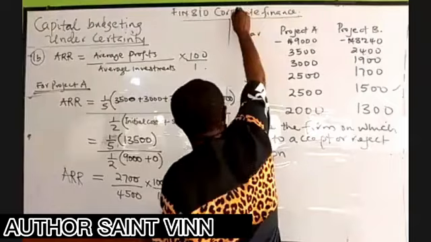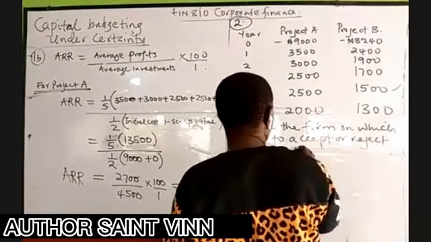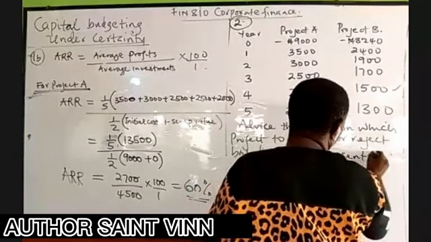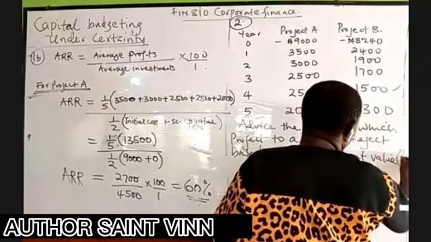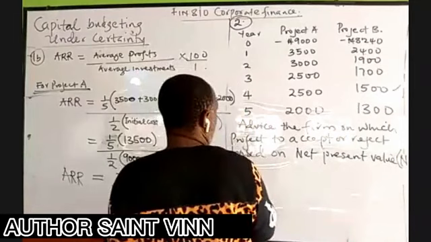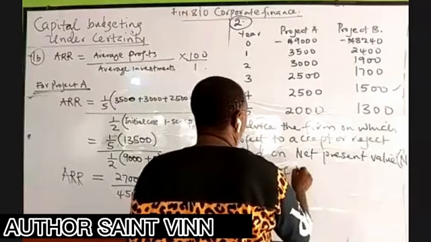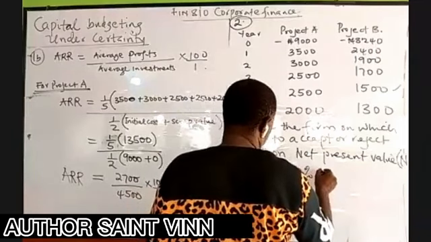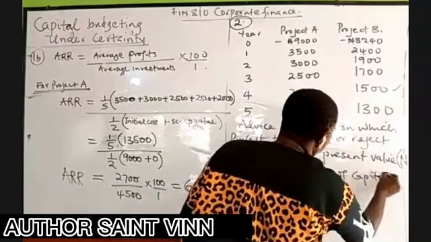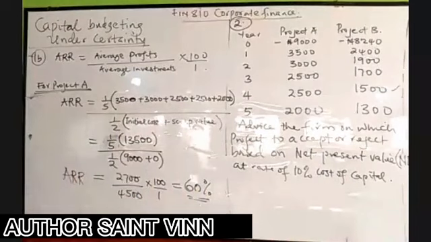I'm using the same question, but I'll call this one question 2. Based on net present value, NPV, at the rate of 10%. 10% cost of capital. We're using the same question, but it's now number 2.